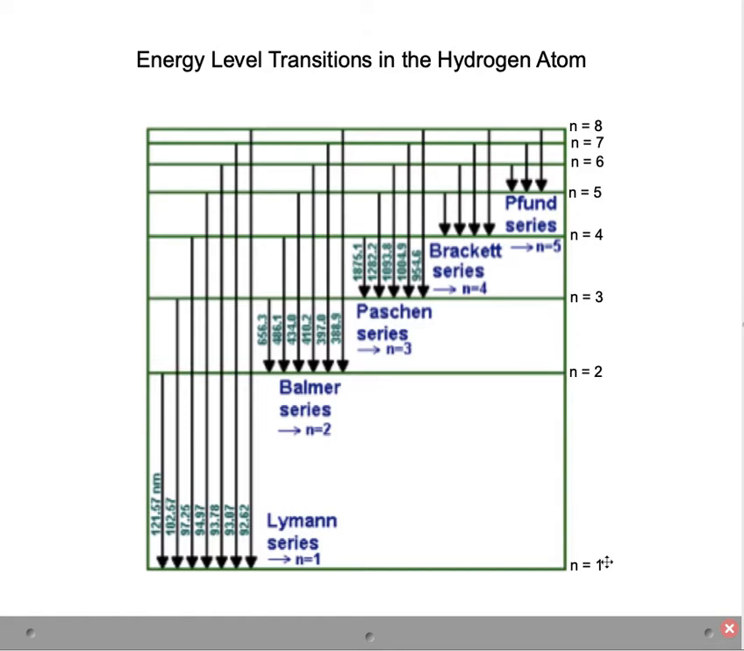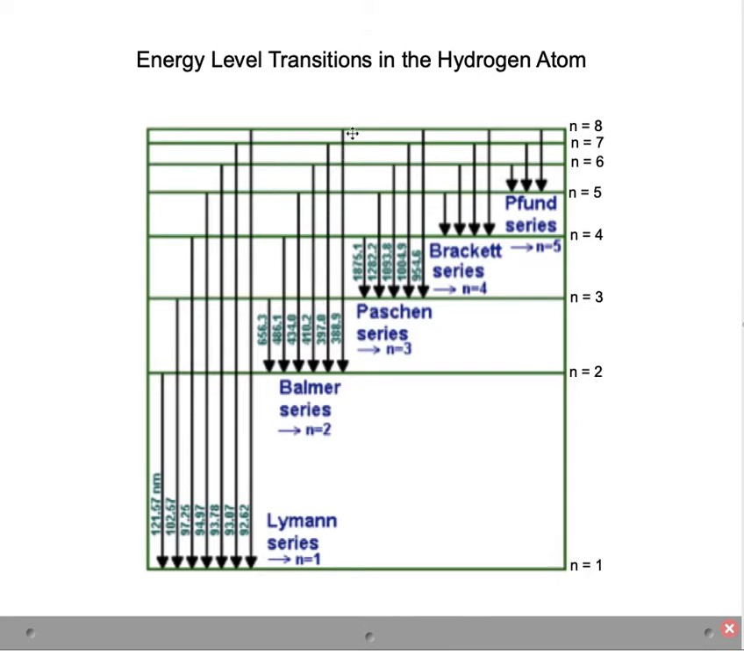n equals 1 is the ground state, n equals 2 is the first excited state, n equals 3 is the second excited state, and so forth. Each group of arrows pointing down represents a series of transitions from higher quantized energy levels to lower quantized energy levels. So for example, the Lyman series corresponds to all the transitions from higher quantized energy levels that end up in the ground state, n equals 1.